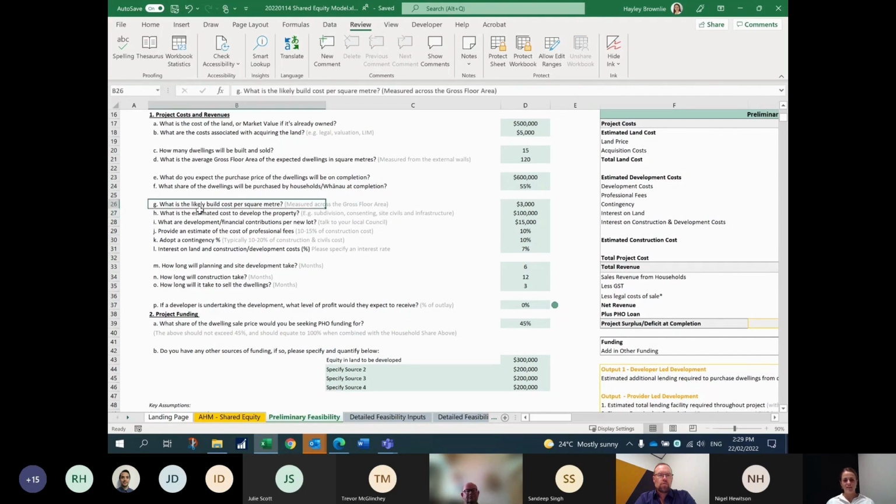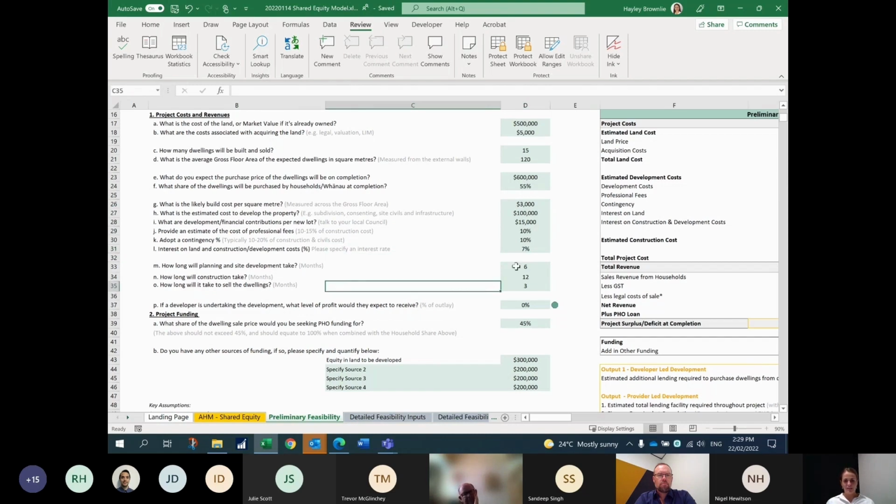And so we appreciate that some of this might not be stuff that you know off the top of your head, and we fully appreciate that there might be some conversations that will need to be had with your local builder or other experts in the development space, just to get a rough guide of what some of these costs might be.